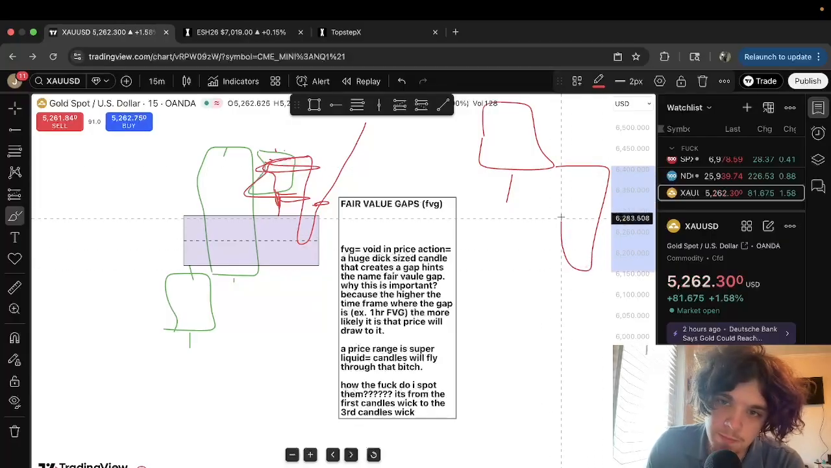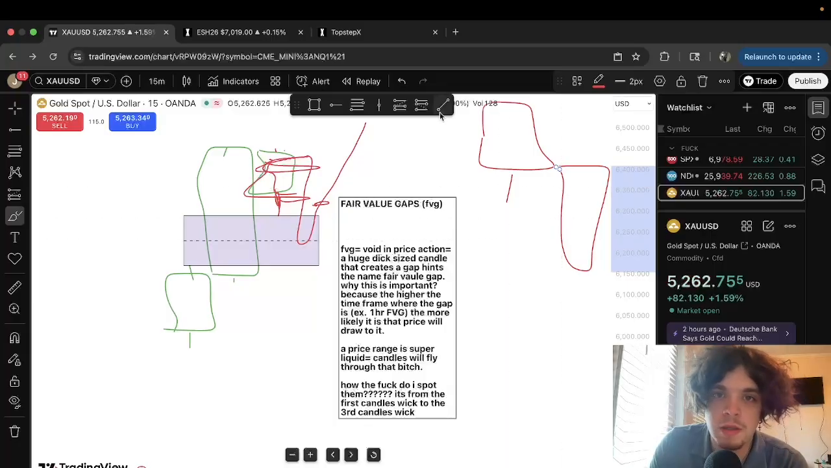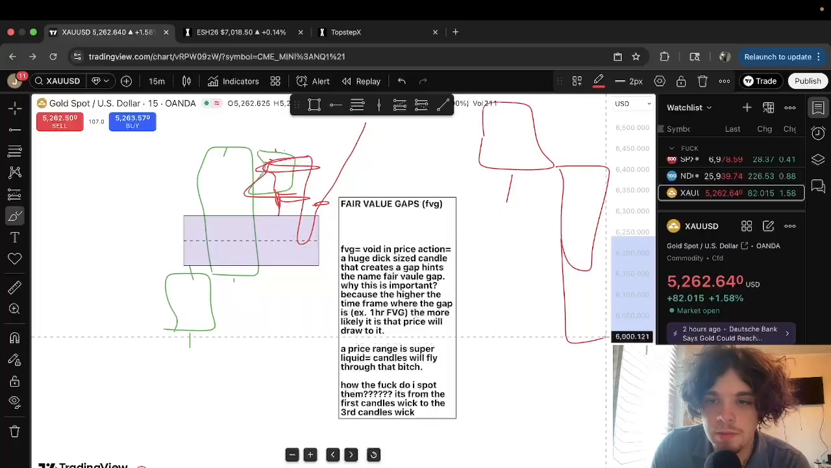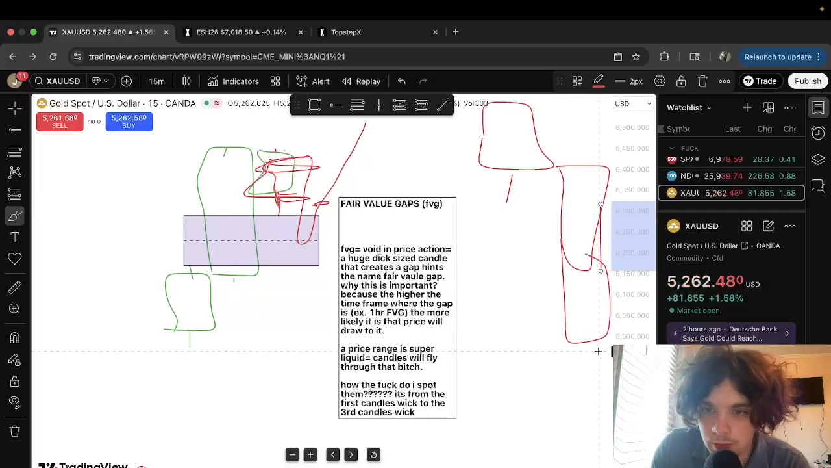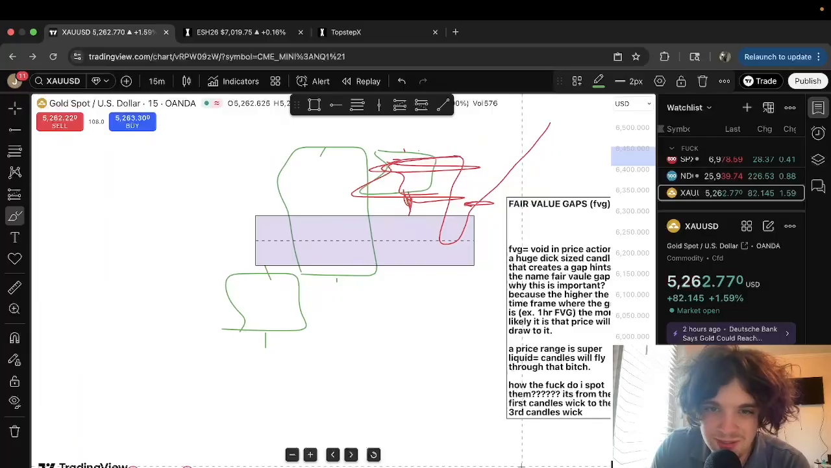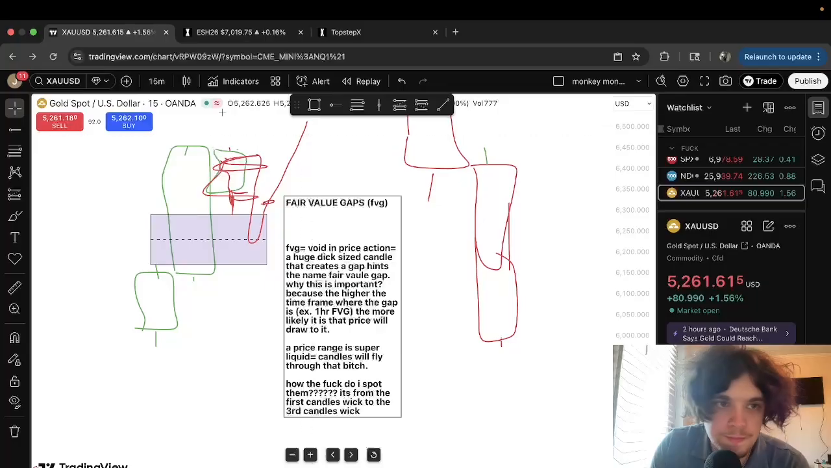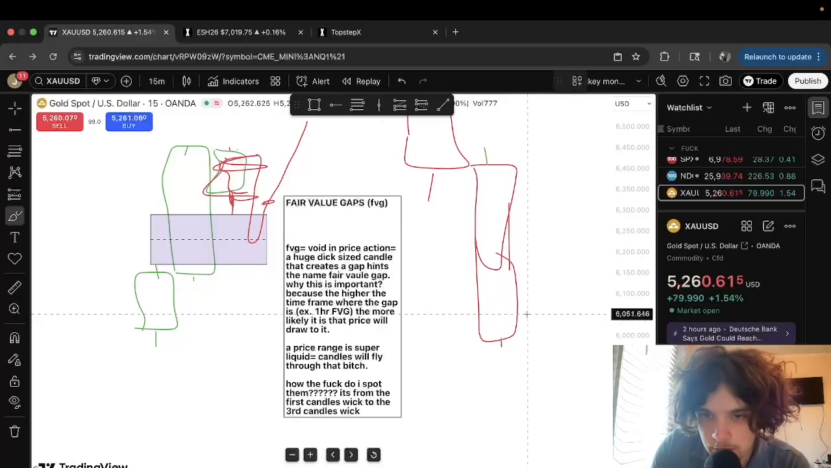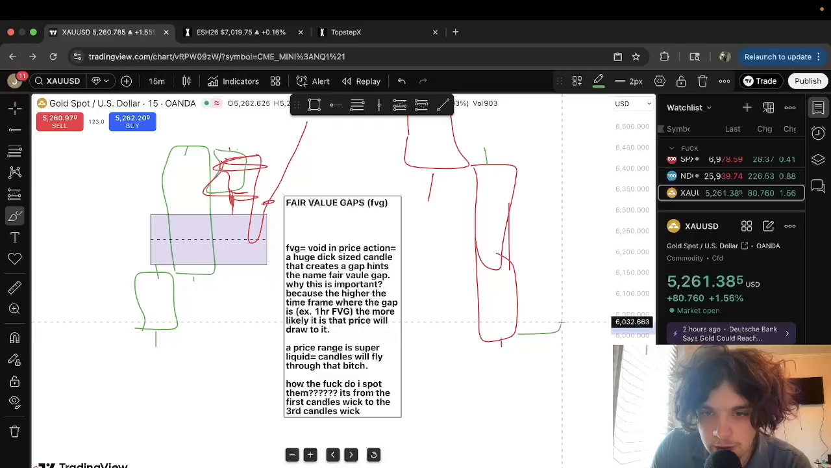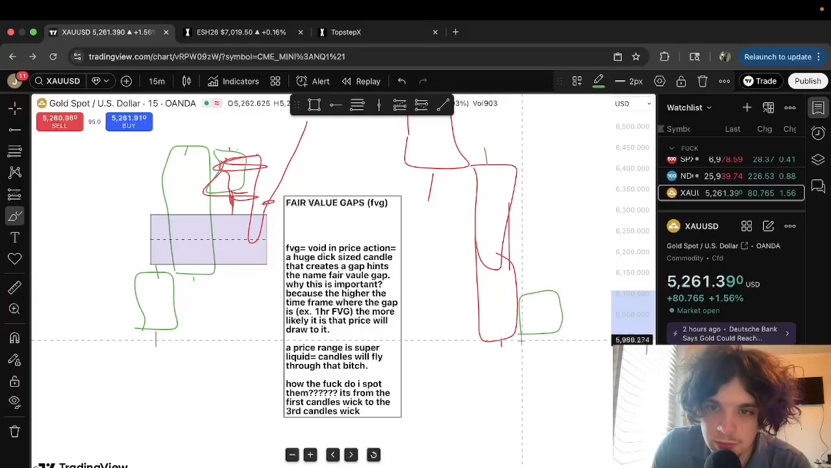Alright, so let's say you got, that's not big enough. Actually, that wick is just too big. Alright, so let's pretend that's the candle, right? I am terrible at drawing. And then you have a green one. Right, so then you got a green one right here. Say it opens here and then comes up to right here.